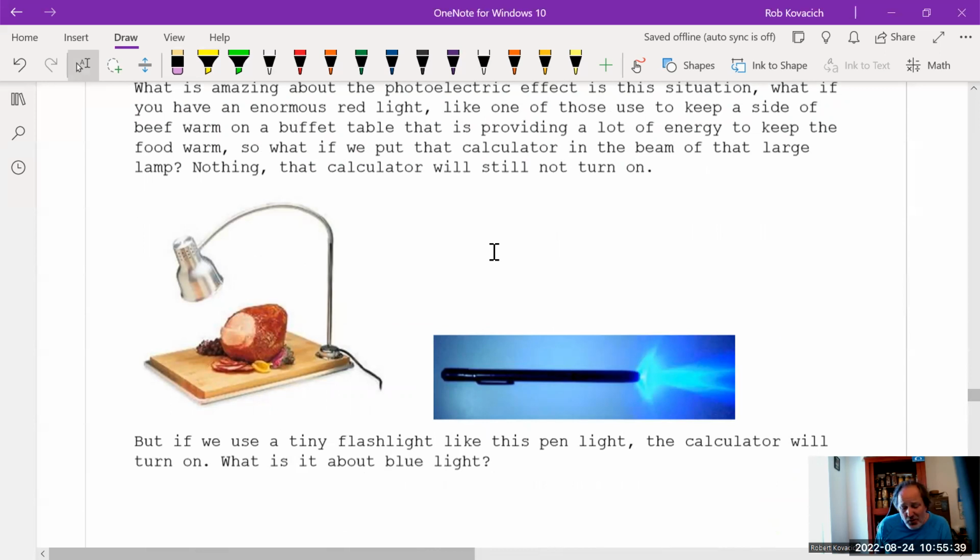Where the blue light, even though it's not very much energy because there's only a few of these blue lights coming out, I would not be warmed by this blue light. Each one of them has enough energy to eject it.